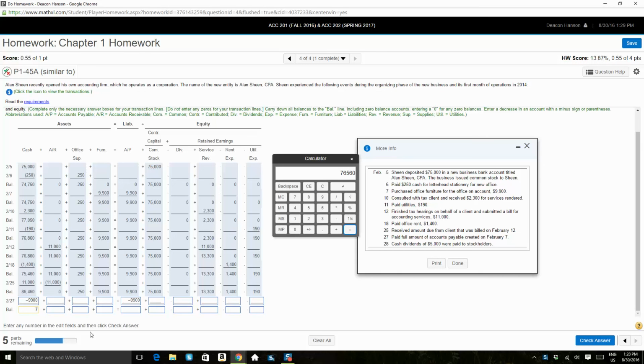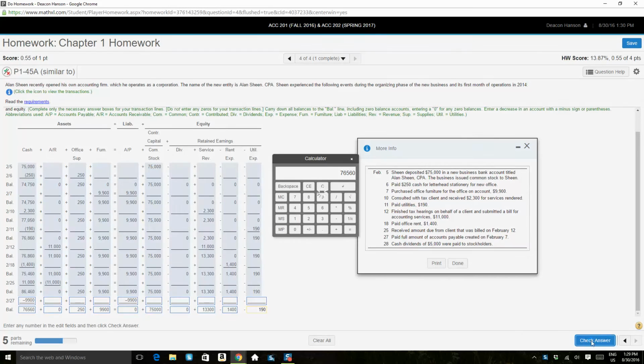Okay. No change in accounts receivable. No change to office supplies. No change to the furniture account. Now look, accounts payable is 0. We no longer owe that money, so we wipe that out. Common stock remains the same. Dividends remain the same. Service revenue remains the same. Rent expense is the same, and utilities expense the same. Let's see how we did. Oh, it was behind the calculator.